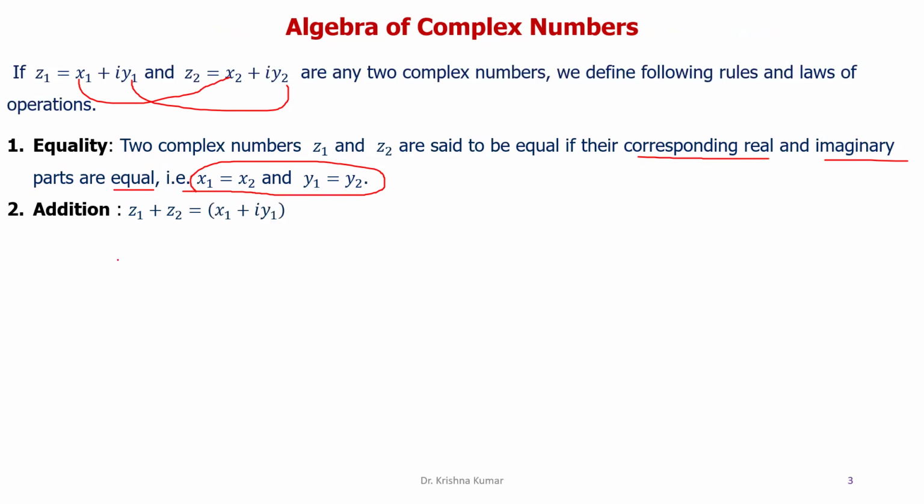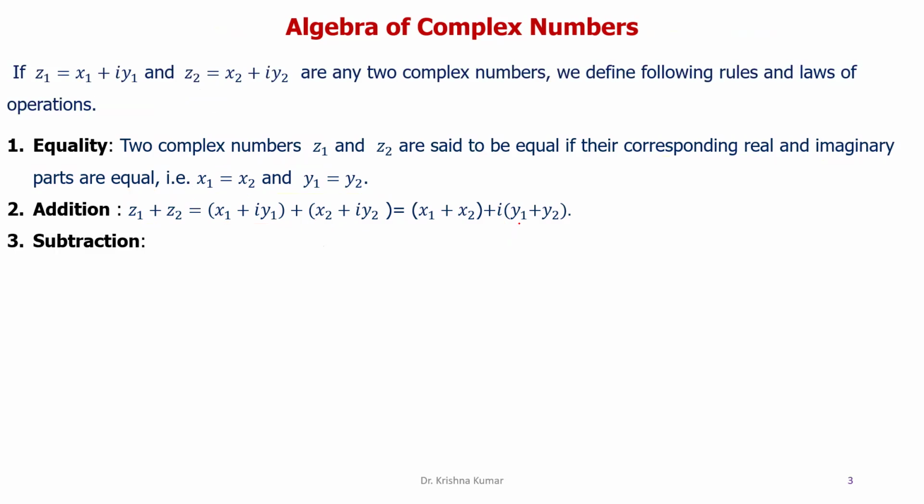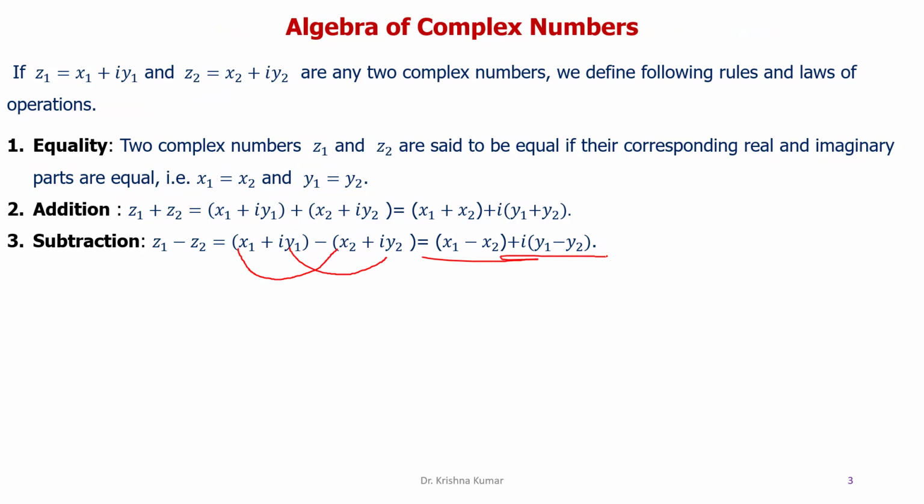Addition. z1 plus z2 is defined by the sum of real parts plus the sum of imaginary parts, meaning x1 plus iy1 plus x2 plus iy2. So we add the real part to the real part and the imaginary part to the imaginary part. This is called addition of two complex numbers. Subtraction. z1 minus z2 is given by x1 plus iy1 minus the bracket x2 plus iy2. So we subtract the real part from the real part and the imaginary part from the imaginary part. This is called subtraction of two complex numbers.